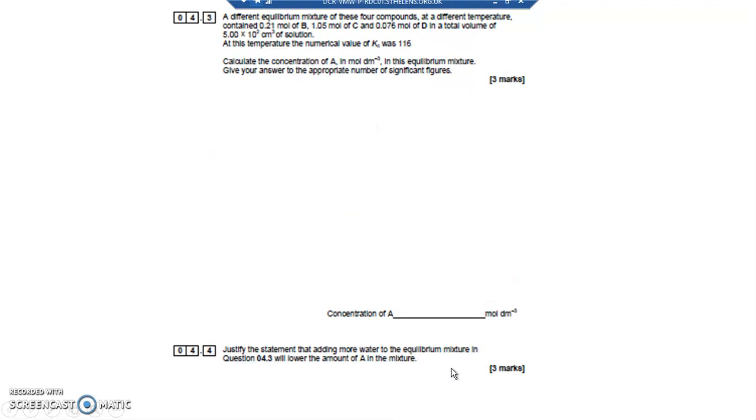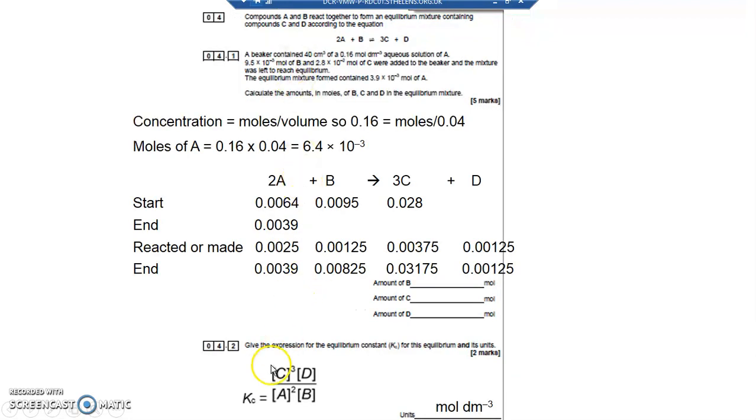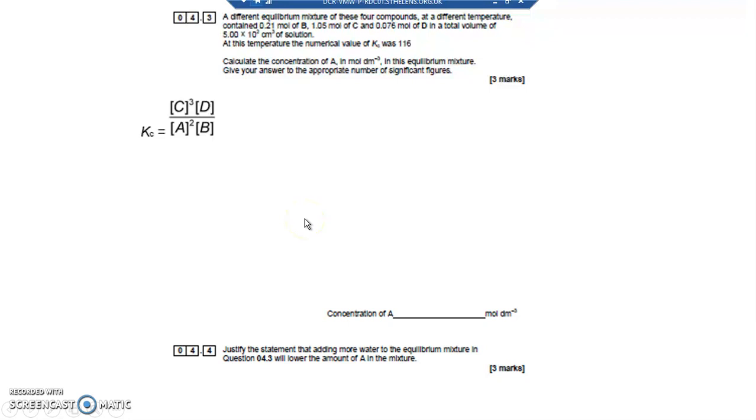Let's have a look at 4.3 then. So what have I got? I've got an expression for the equilibrium constant. The equilibrium constant is the concentration of C to the power 3, concentration of D, divided by the concentration of A squared, divided by the concentration of B. So let's put the numbers in. I've got a value of 116 for K. I've got a value of C, a value of D, and a value of B. I've not got A. I need to find A.